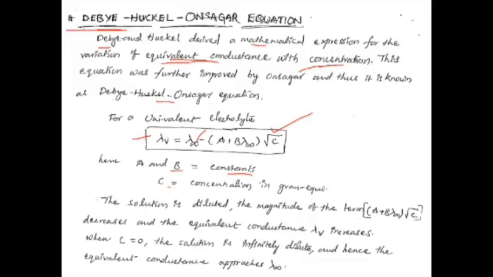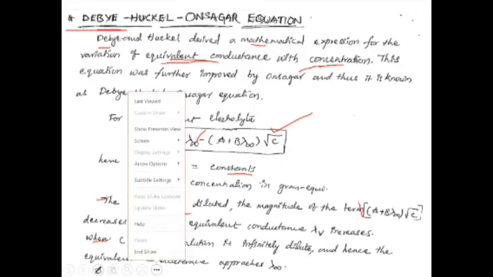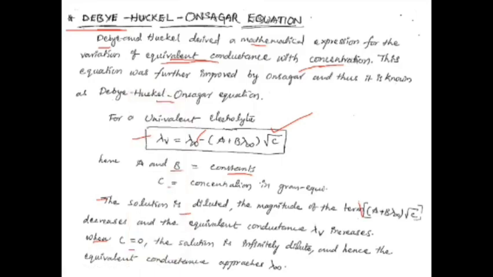Now in this equation, when the solution is diluted, the magnitude of this term decreases, and the equivalent conductance lambda v increases. When the concentration becomes zero, the solution is infinitely diluted, and hence the equivalent conductance approaches lambda infinity. So this is known as the Debye-Huckel-Onsager equation.